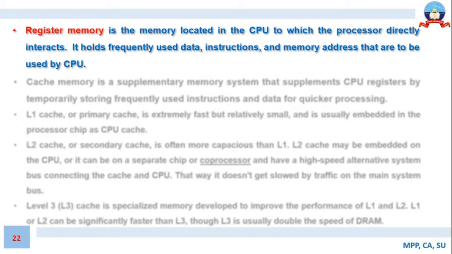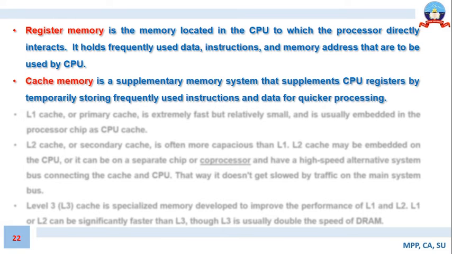Now likewise, you have cache. Cache is a supplementary memory that supplements CPU registers by temporarily storing frequently used instructions and data for quicker processing. As I've already said, cache memory is used as a supplementary memory that is capable of supplementing the CPU registers, and it temporarily stores frequently used instructions and data for quicker processing.